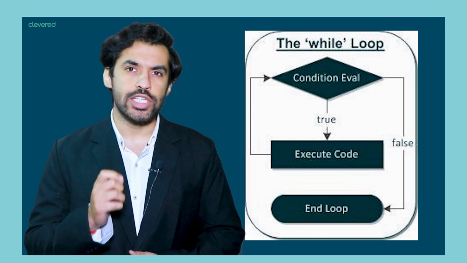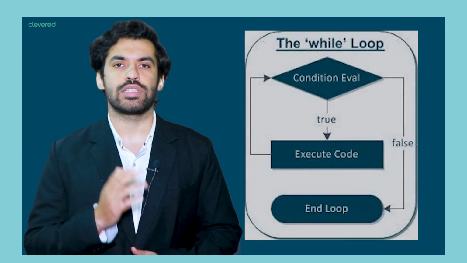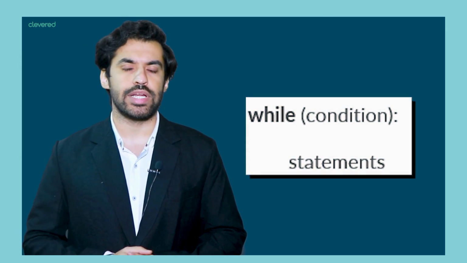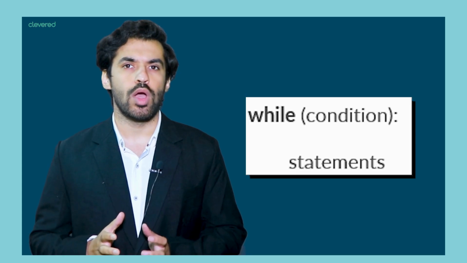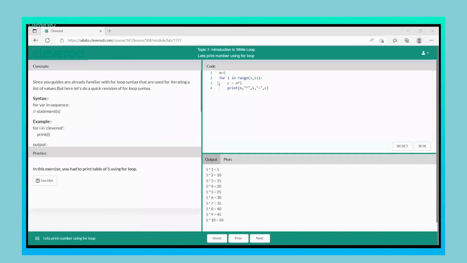This loop is very useful if you don't know how many times you have to loop. Here is the syntax image. Let's compare the for loop and while loop with the help of a small code. Here is the code. You need to print multiplication table of 5, refer the instruction and code it.